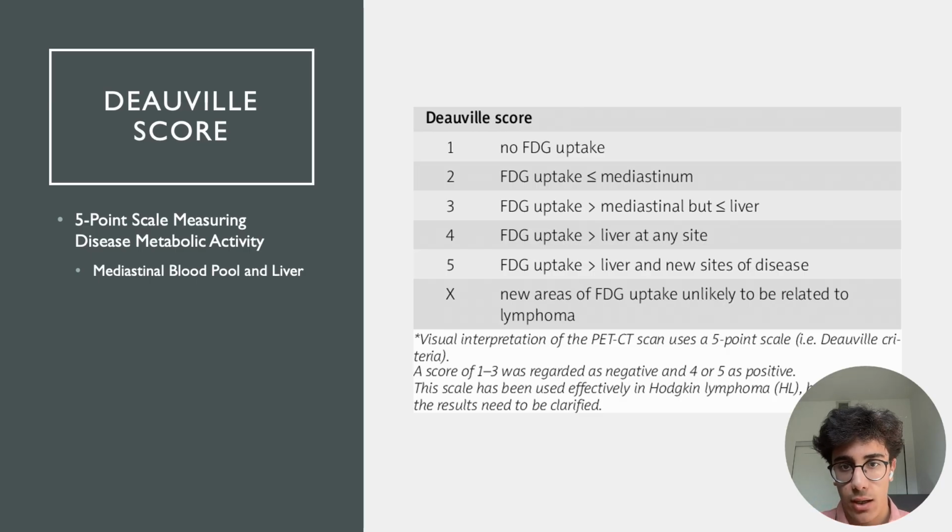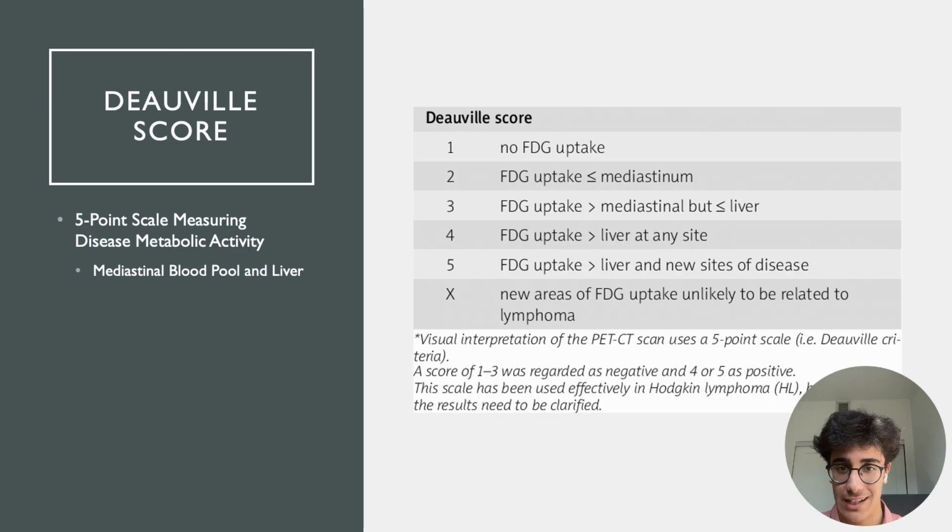Now, getting to what all the numbers mean. Score of 1 means that there is no FDG uptake, so it's the cleanest score. There's no more cancer left in the body whatsoever. Score of 2 means that the FDG uptake is less than or equal to the mediastinum. Score of 3 means that the FDG uptake is more than the mediastinum, but it's less than or equal to the liver. So these are the clean scores. This means that there's no more cancer left in the body. Has been cured, basically.